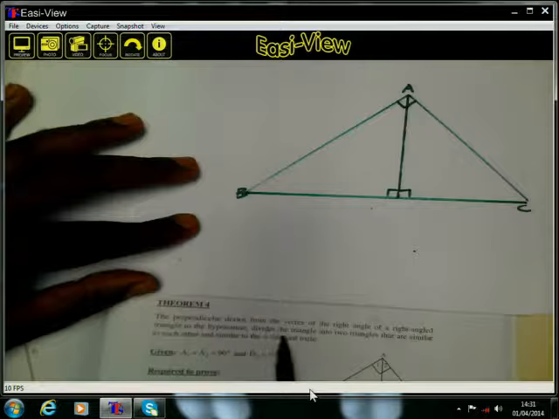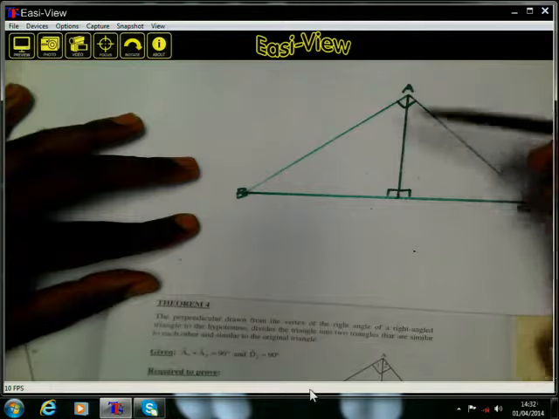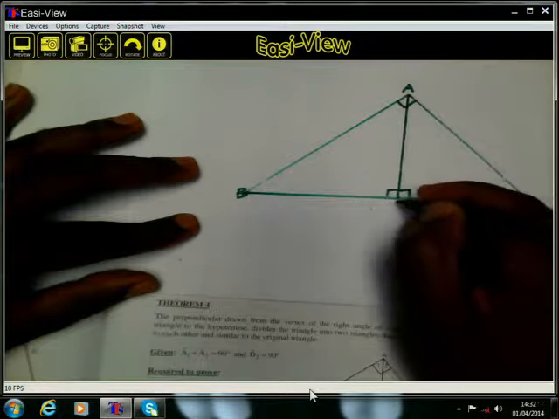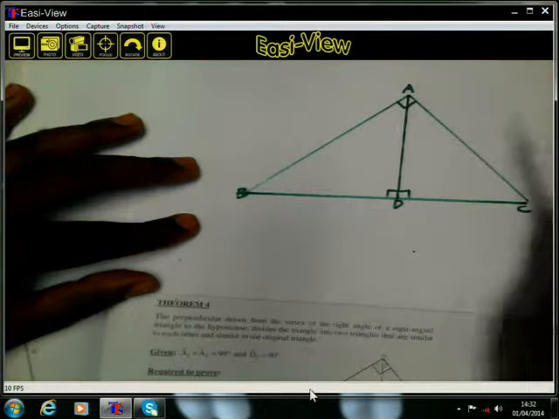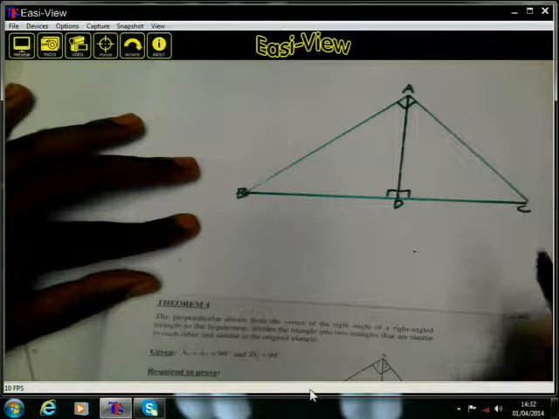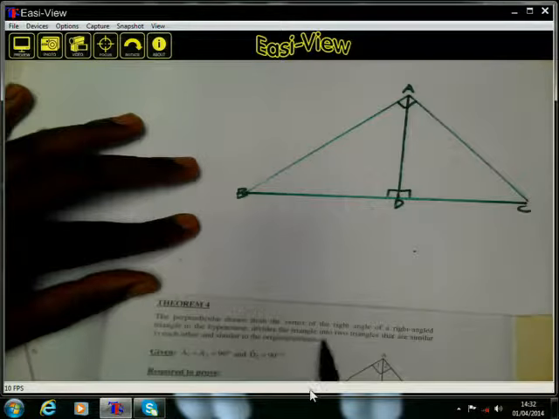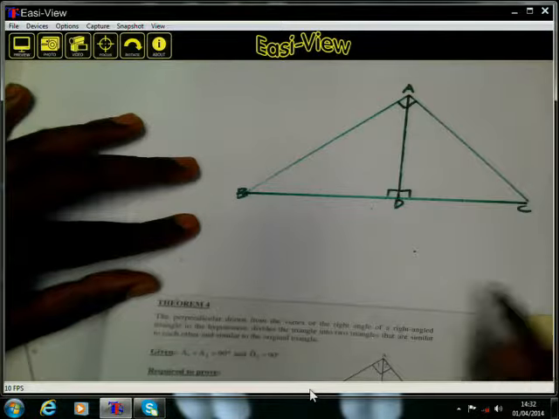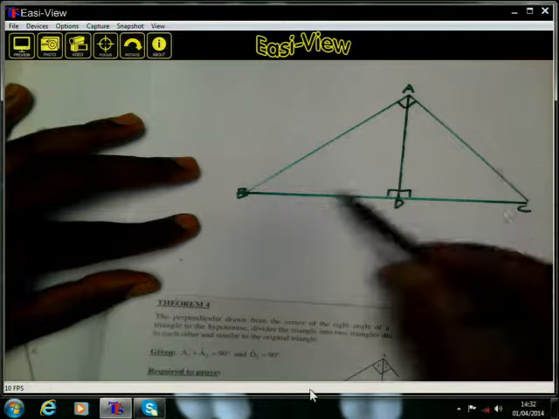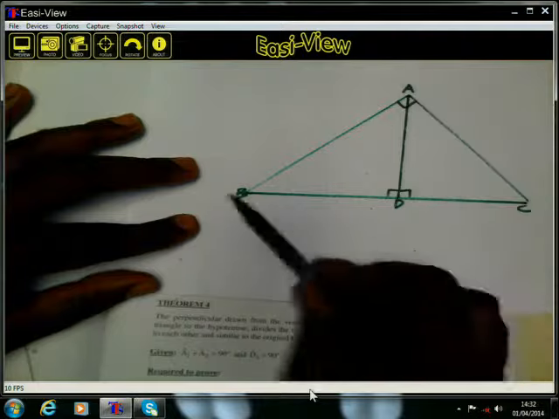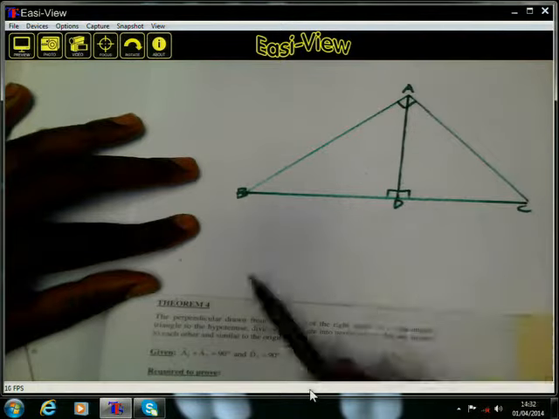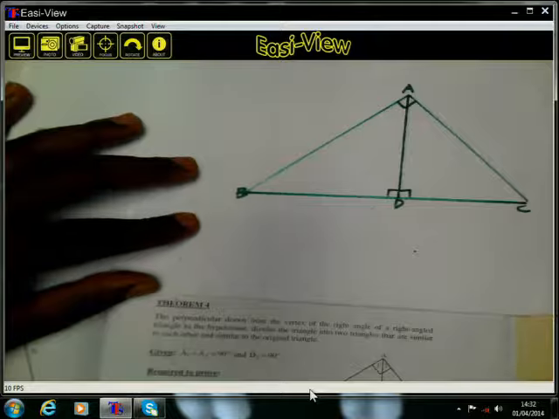This line must divide the triangle into two triangles. If I call this point D, it means you are having two triangles, ABD and triangle ADC. It divides the triangle into two triangles that are similar to each other and similar to the original triangle. All in all, we are having three triangles here: the bigger triangle ABC, ABD and ADC.